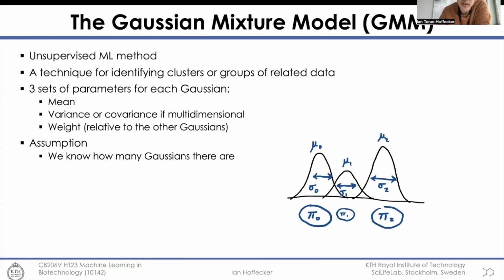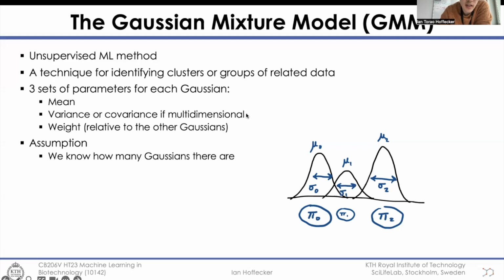So that's a single Gaussian, but what we are interested in today is the Gaussian mixture model. And so the idea here is that we actually have multiple Gaussians, and they're going to be mixed with each other, like I've drawn here. And this is actually a type of unsupervised machine learning. And the idea here is that we're going to use our ability to fit distributions to data in order to identify clusters or identify particular subgroups of our data that we're interested in.